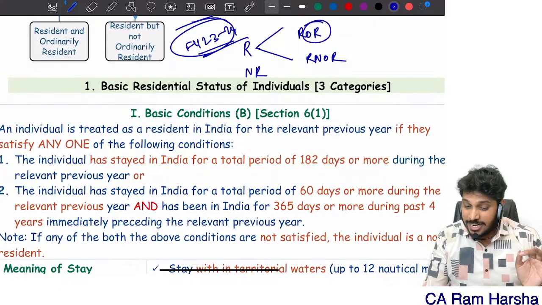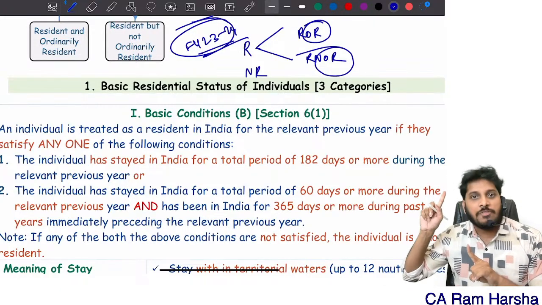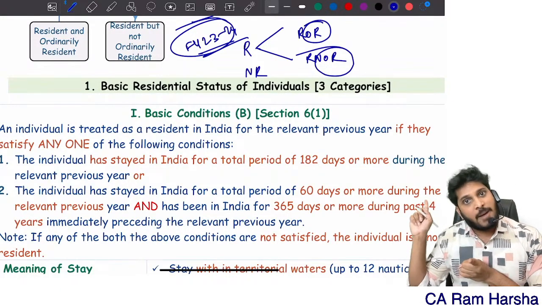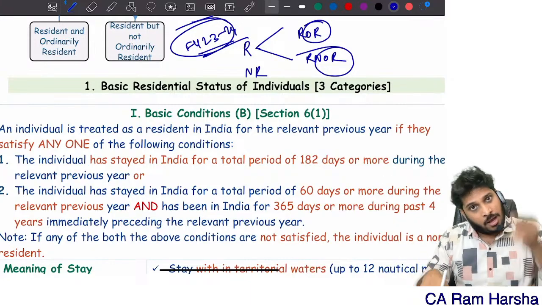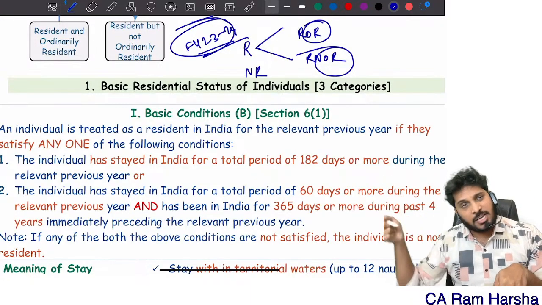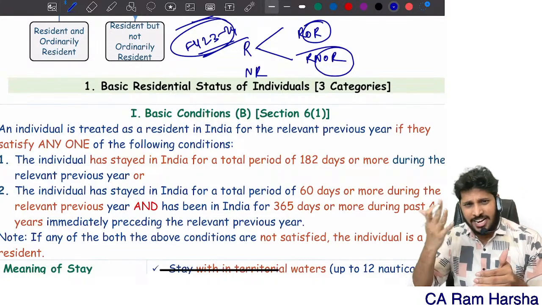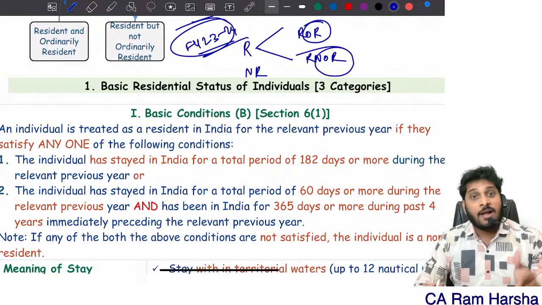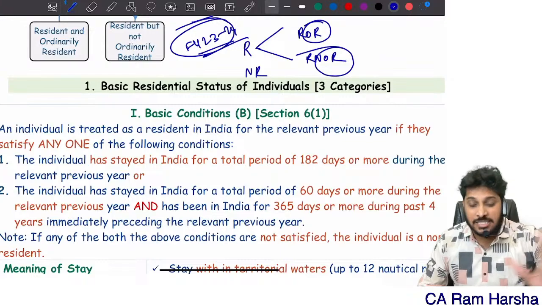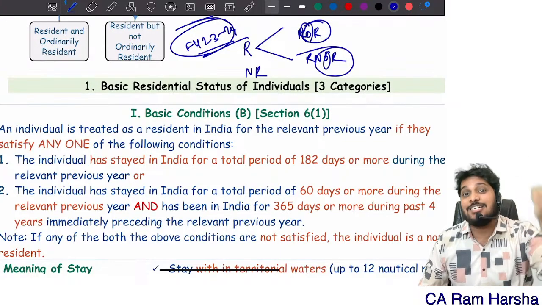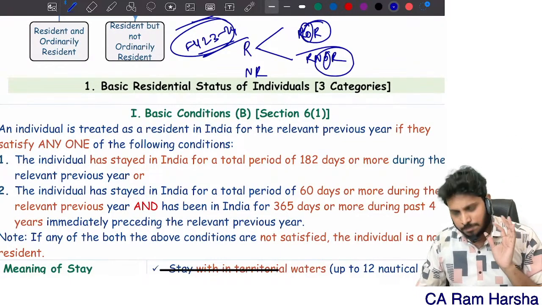Whether he is an ordinarily resident or not depends on the past years. Past also he is in India. If current year he is in India and in the past also he is in India, then he is an ROR. If only in the current year he is in India and in the past he is not in India, then he is an RNOR. As simple as that. That's how the logic of ordinarily and not ordinarily comes into the picture. Next.